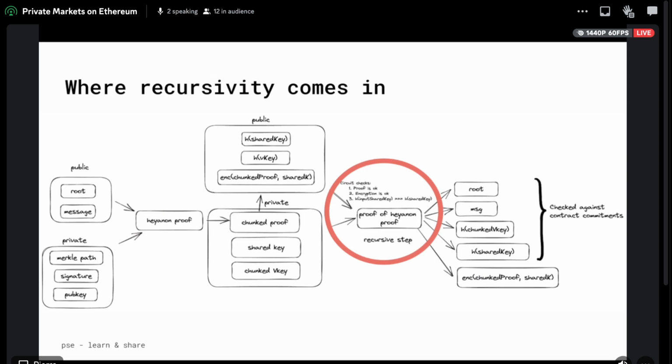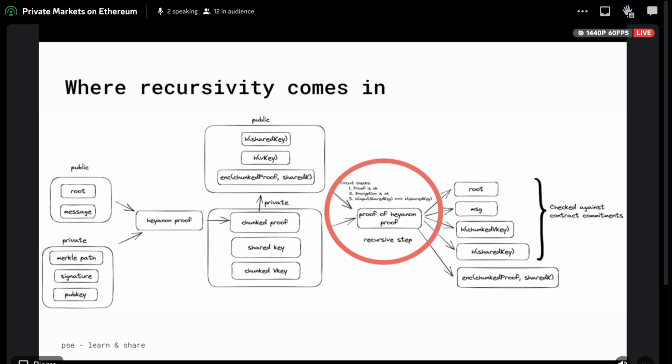So that's the big red circle where the circuit will check that the proof that you are selling is correct, that the encryption of this proof is also correct, and that it has been encrypted with a shared key that is also correct. And so the outputs of that will be a root, a message, and some encrypted proof that the buyer will then be able to decrypt and post into the zk-gated dApp.